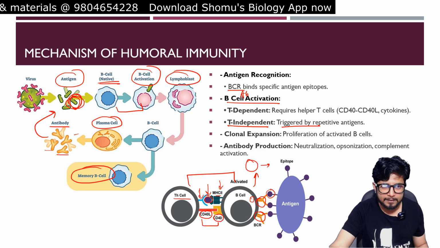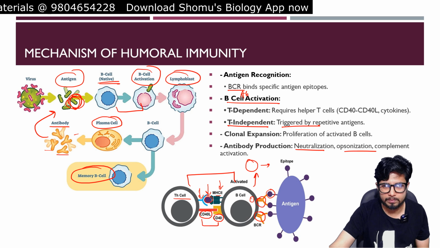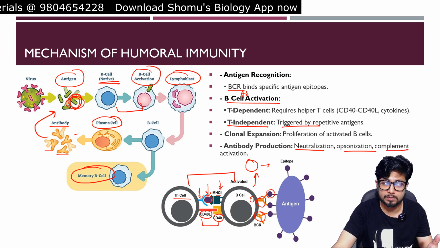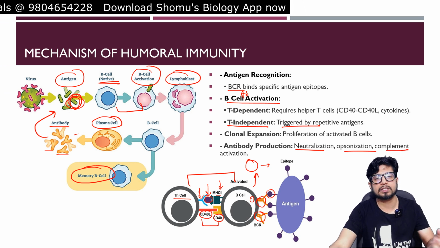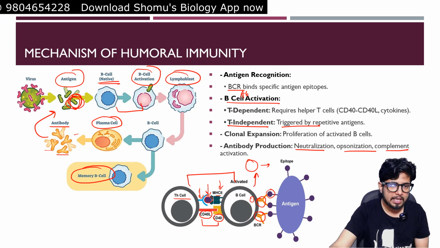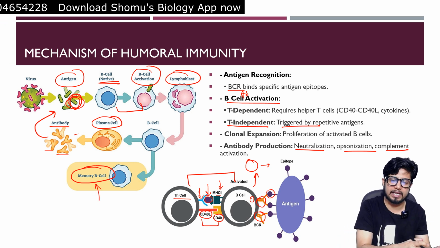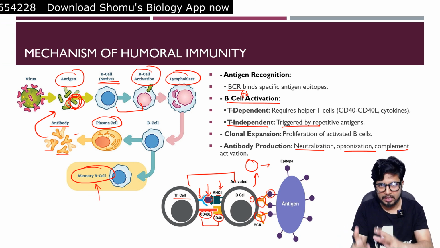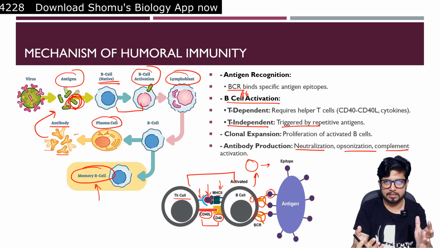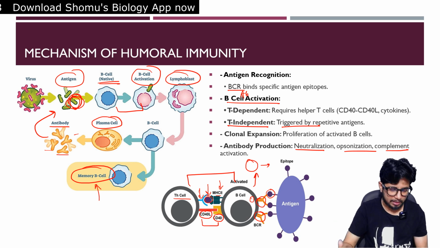The antibody production will be done for the neutralization purpose, or opsonization purpose, or the complement activation purpose. Through the complement activation, they can also create pores in the membrane of the pathogen and can kill it. And some of these B cells will turn into memory B cells, so that in future times, if the same antigen attacks us, the memory cell will be activated and start the job much faster.